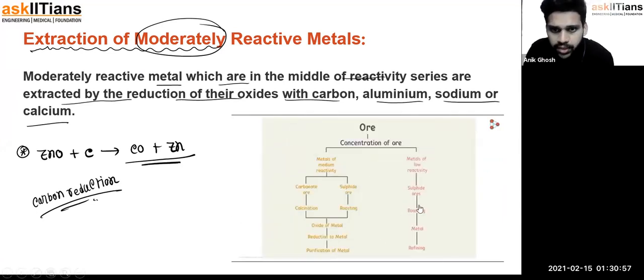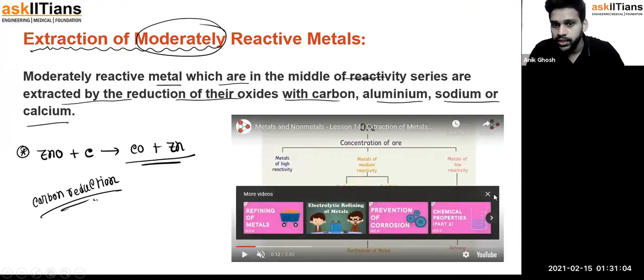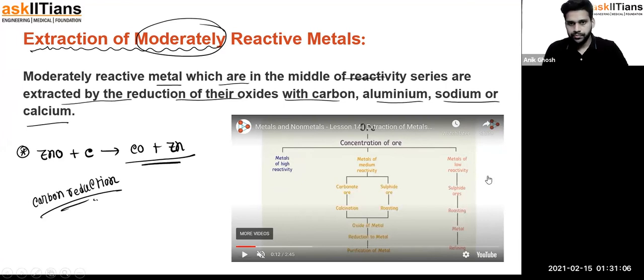So as you can see, this is the entire flow chart showing the concentration and then what processes you are going to do. You can see what we do for the metals of medium reactivity, for the metals of low reactivity, and for the metals of high reactivity. For the high reactivity, we are just going to reduce it. And for the medium reactivity, we perform these methods: for carbonate ore or sulfide ore, there is calcination, roasting, and those methods.